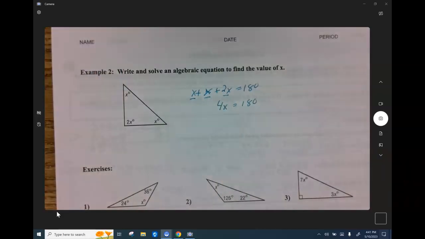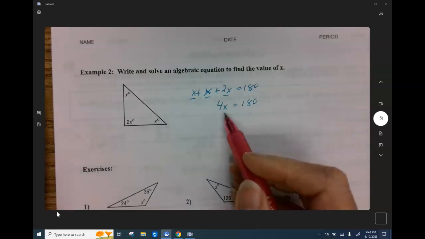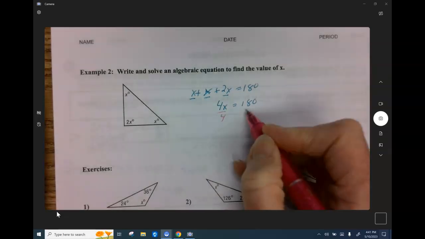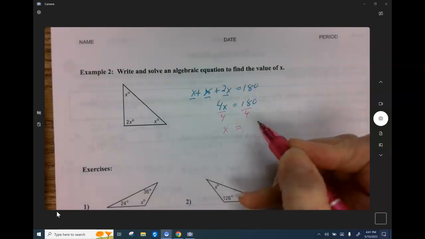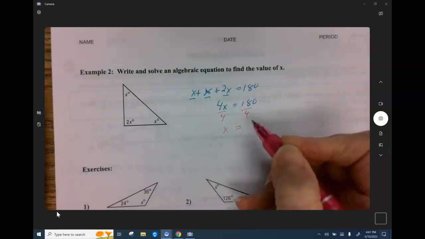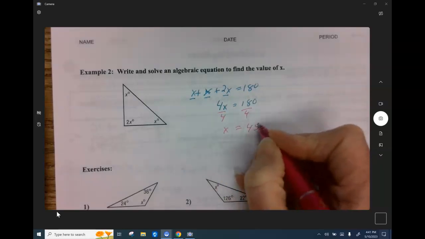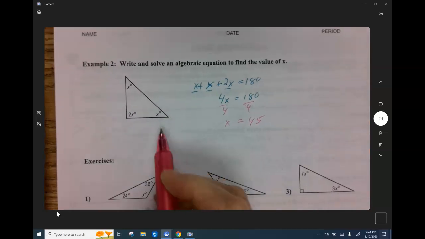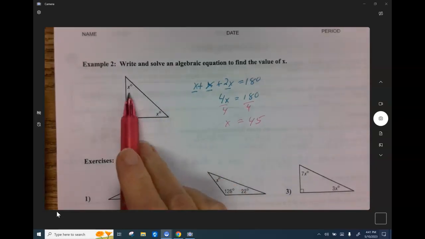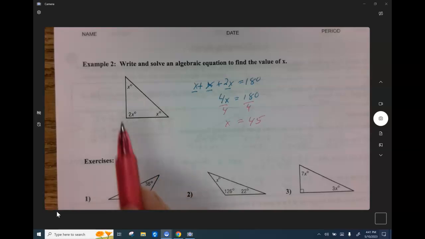Okay, so I combine like terms. Now I'm going to solve for x, so I'm going to divide through by 4 because I have to get rid of that 4. X is equal to 45. Okay, so this angle's 45, this angle's 45, this one is 2 times 45, so that one's 90.